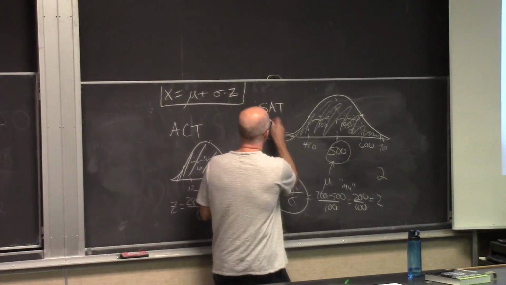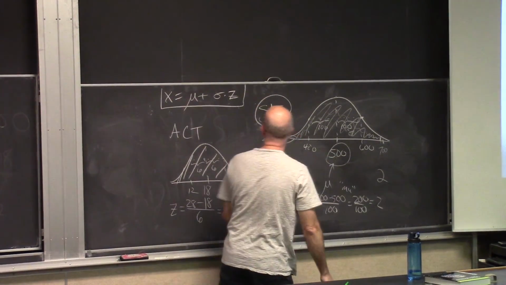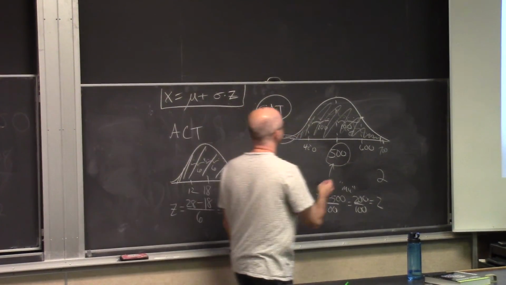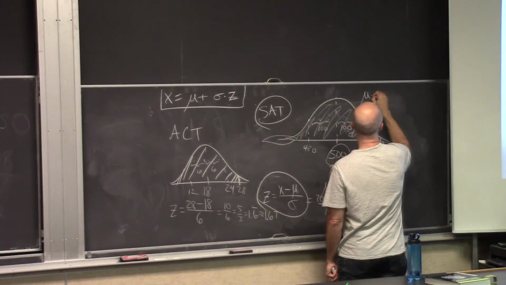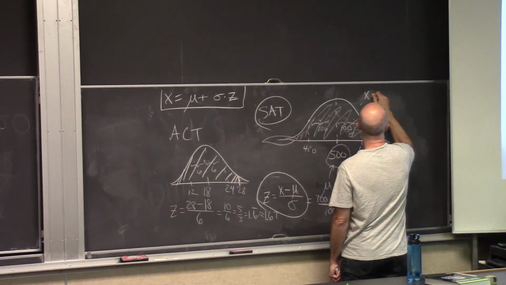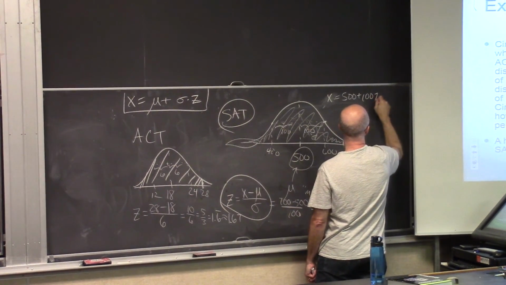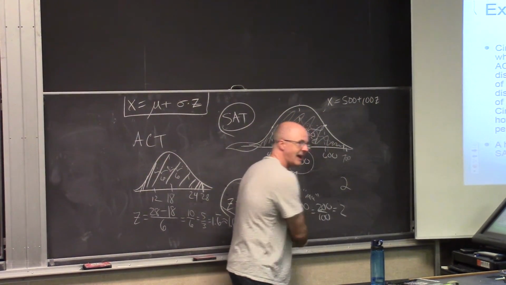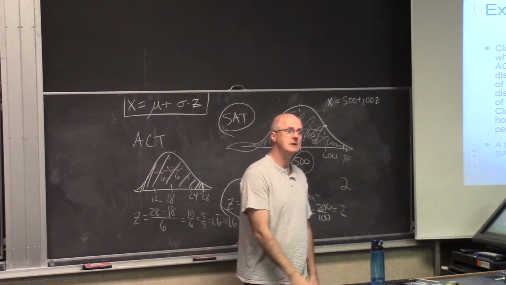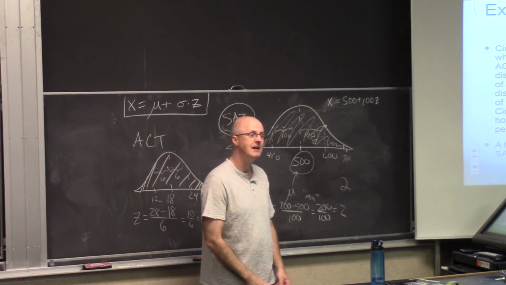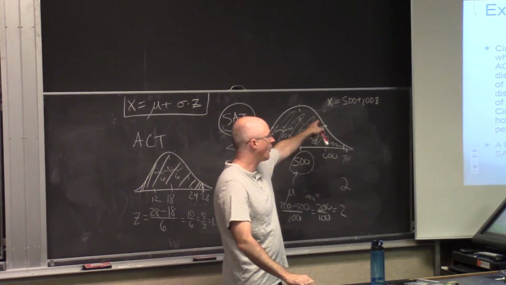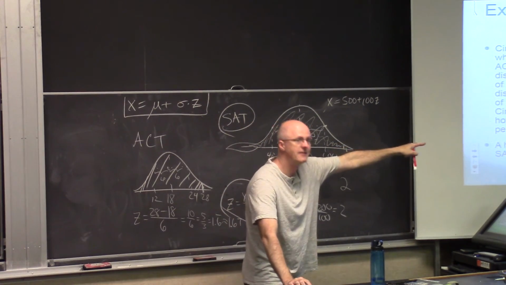And since we're talking about the SAT scores, the mean is 500 and the standard deviation is 100. We can write this as x equals 500 plus 100 times z. If we can find the z value corresponding to the 99th percentile, then we can use this formula to figure out what score Cindy would need to be at the 99th percentile.